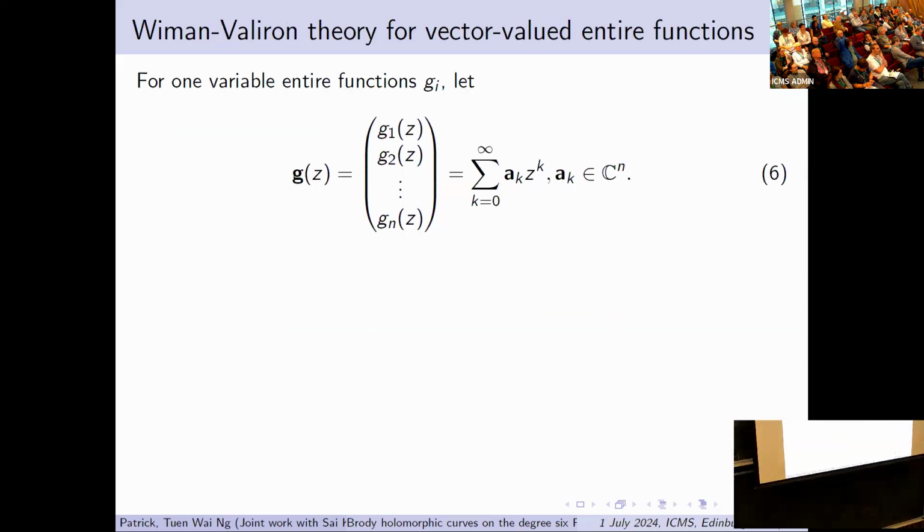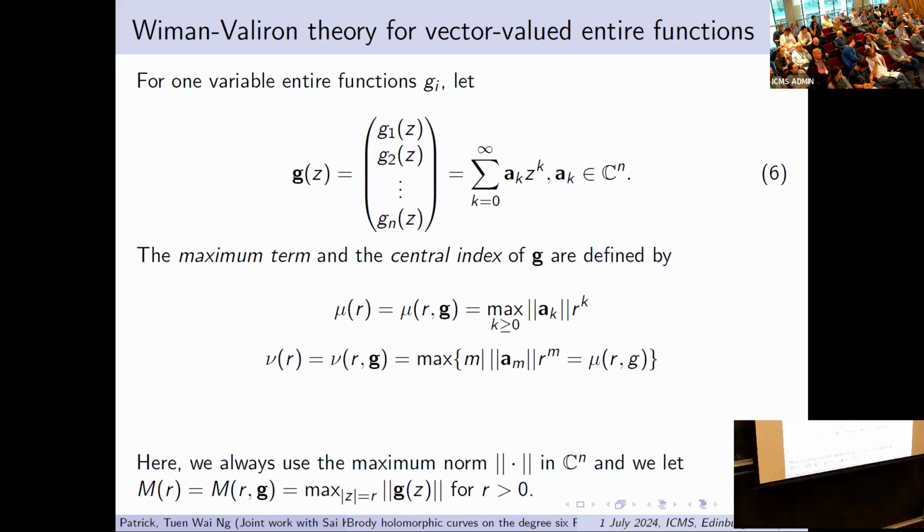So first of all, I need to mention this vector valued entire function Wiman-Valiron theory, which is not that well known. Now let's consider this vector G, consisting of n entire functions, and we can look at the power series expansion for each entire function, and then you write it in this form. So each coefficient is actually a vector in Cn.